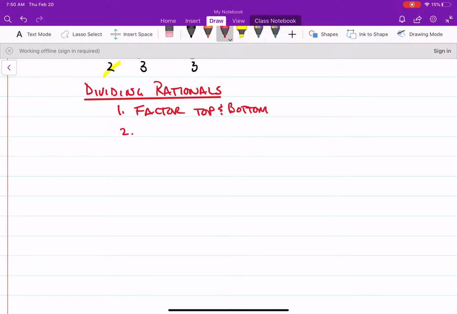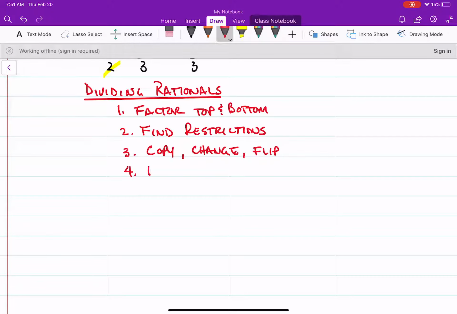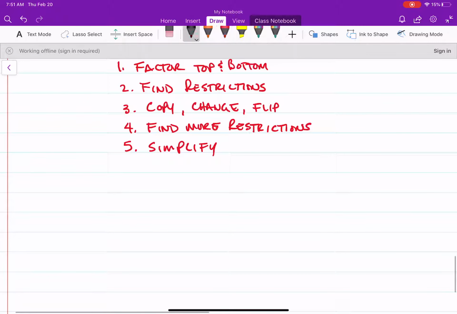Step two, we're going to find restrictions. Step three, copy, change, flip. Step four, we're going to find more restrictions because we're going to get a brand new denominator in that second fraction. And step five is to simplify. All right, so let's do an example.